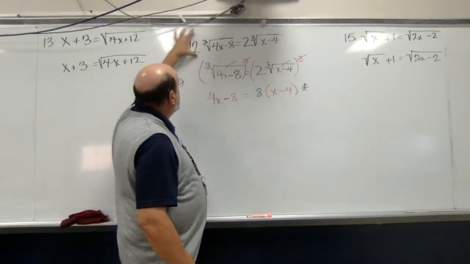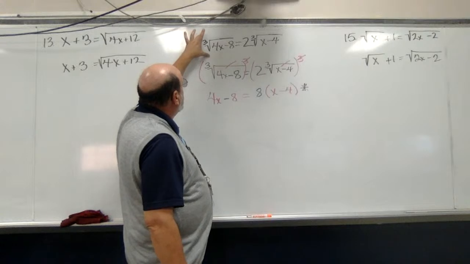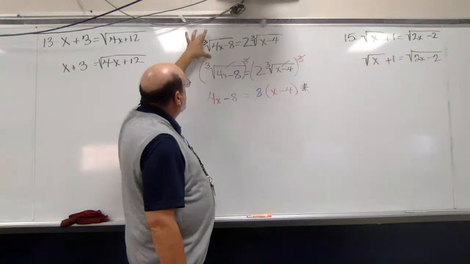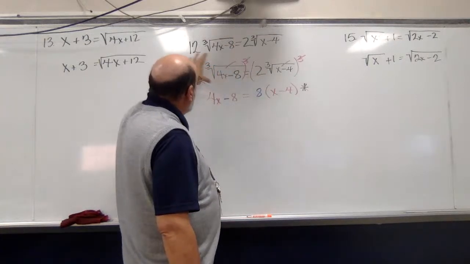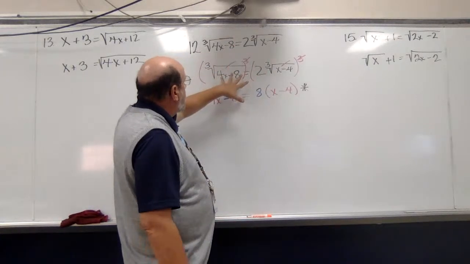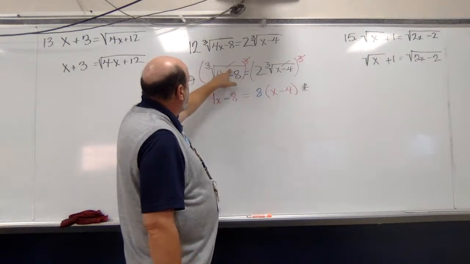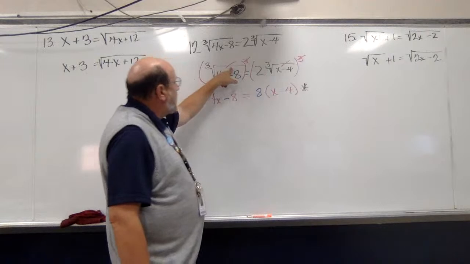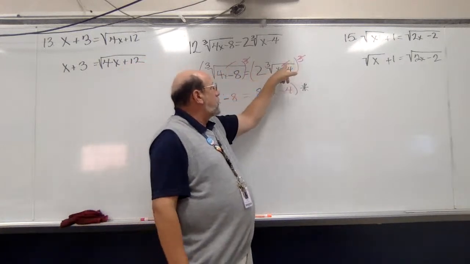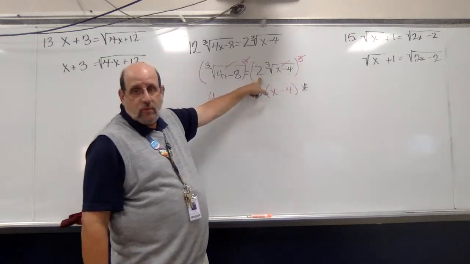We start with this one. It's number 12 on the box sheet. Cube root of 4x minus 8 equals 2 times the cube root of x minus 4. I rewrote it here so I could do the math on it. We cube both sides. The cube gets rid of this cube root, and the cube gets rid of this cube root. But don't forget to cube the 2.